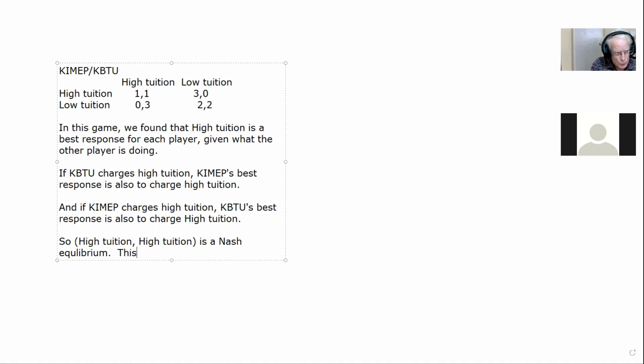Remembering that this is the best that a player can do, given what the other player is doing. That is the Nash equilibrium in this case. Okay, good. So let's move on.